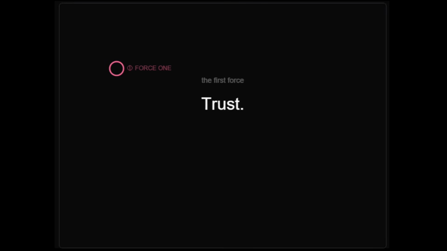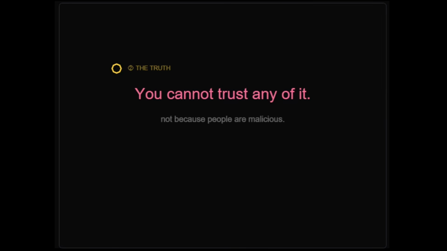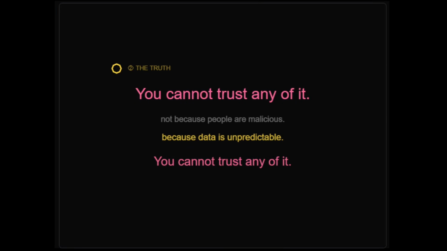The first force is trust. Here is the situation. Your system is running somewhere. A server, a cloud instance, it doesn't matter. And the outside world wants to talk to it. Users sending requests, other services sending data, APIs calling your endpoints. And here is the fundamental, uncomfortable truth about all of that. You cannot trust any of it.